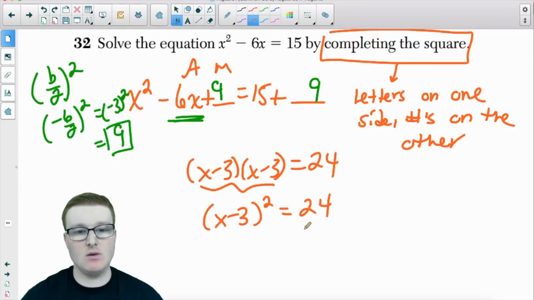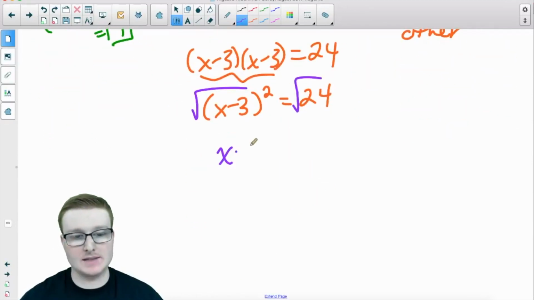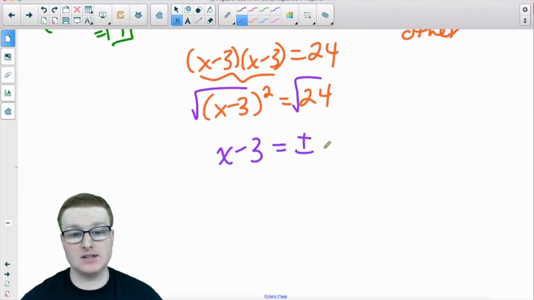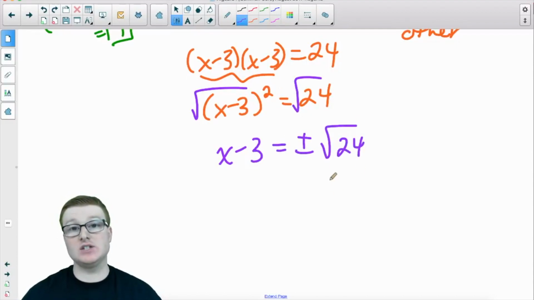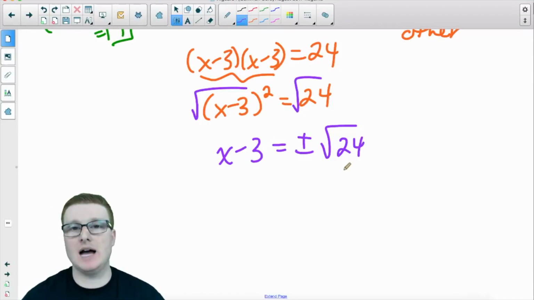Okay? So now what we're going to do, in order to keep going with this, is we need to take the square root. Okay? So we get x minus 3, because we just get rid of that square. X minus 3 is equal to plus minus the square root of 24. Now, the reason why it's plus minus here, not the plus minus in that volume question, is because a number could be positive or negative, not the radius of a circle.